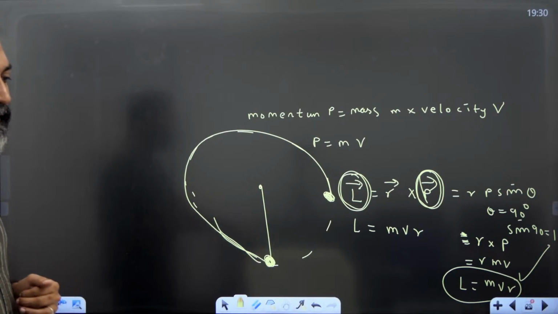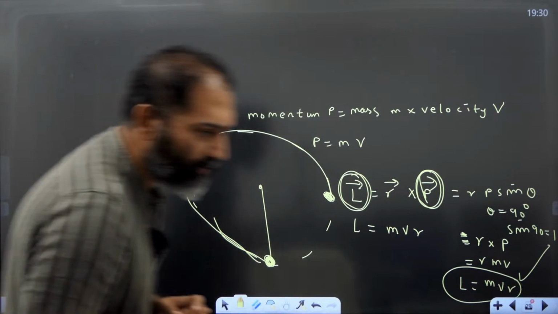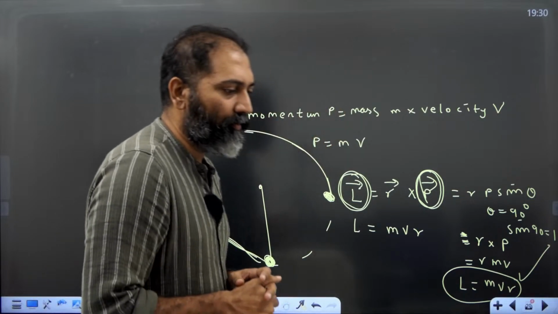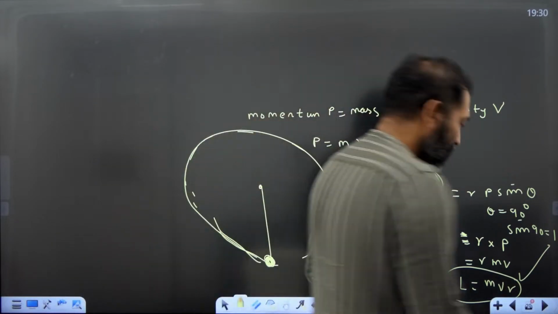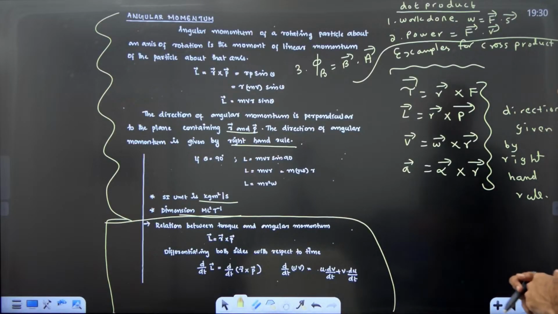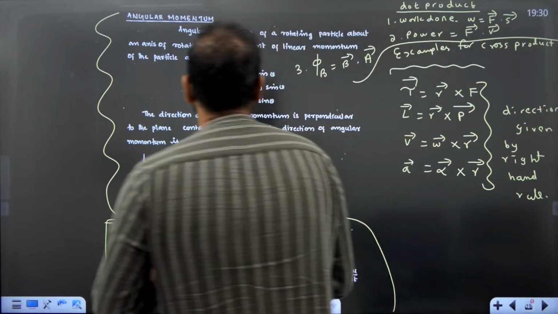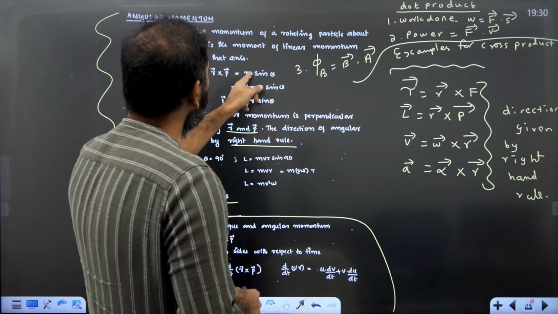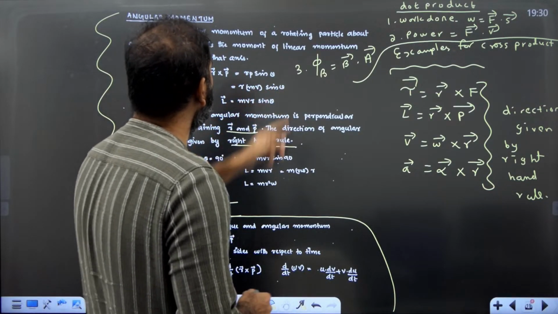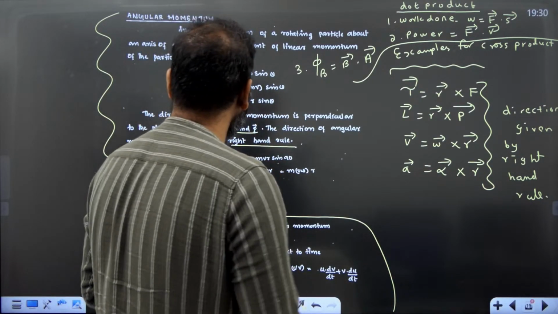Still not clear? L equal to MVR, equal to R vector cross P vector. MV R into, instead of P we are writing MV, into sin theta. So L equal to MVR sin theta.